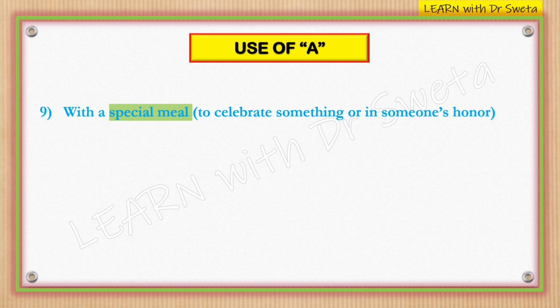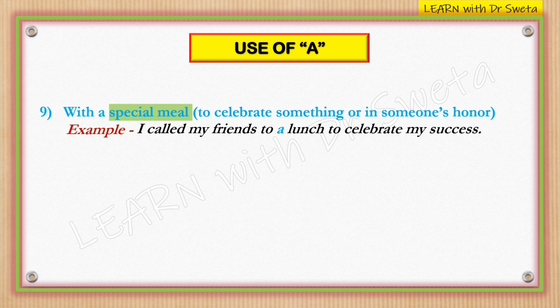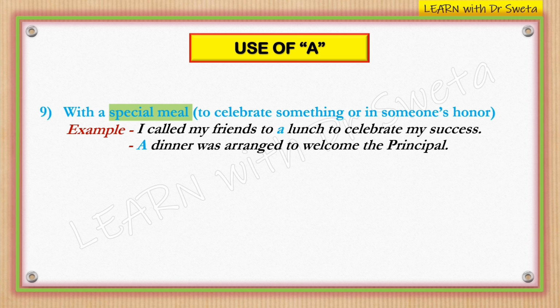Next is, a is used with a special meal to celebrate something or in someone's honor. So, a is used before a meal to indicate that it is special, often organized for a specific purpose. For example, I called my friends to a lunch to celebrate my success. A dinner was arranged to welcome the principal. So, in both the sentences, there is a specific purpose.